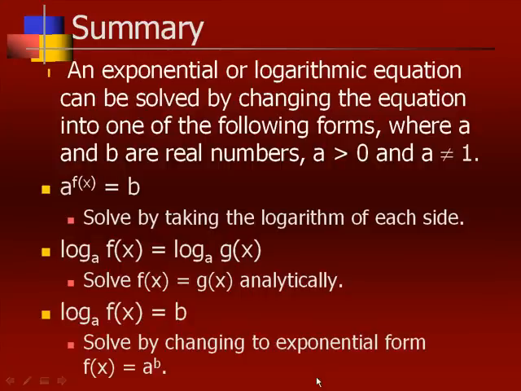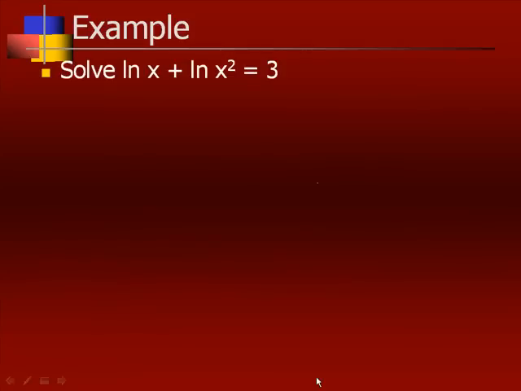Or if you get the log of some function of x equals b, then change that to exponential form and solve the function f of x equals a to the power of b. So for instance, if we had solved the natural log of x plus the natural log of x squared equals 3, that's not any of the forms, but if we could get our logs together, that would be the natural log of x times x squared equals 3, which is the natural log of x to the third equals 3.